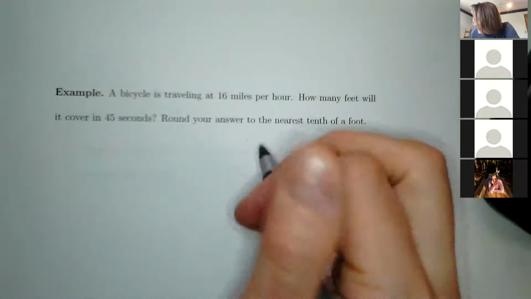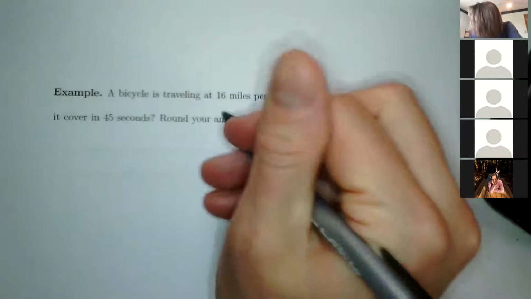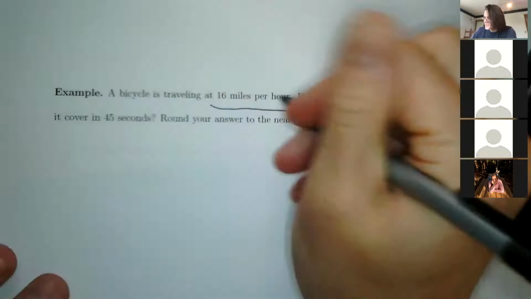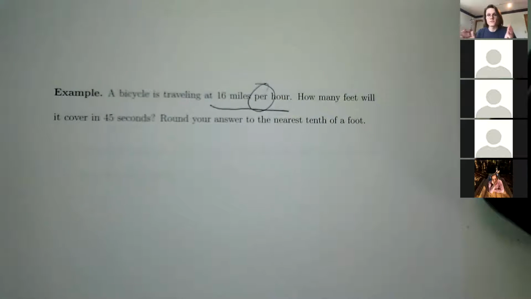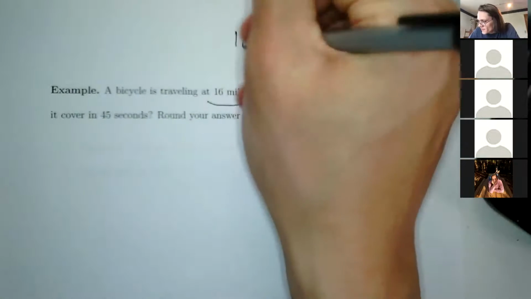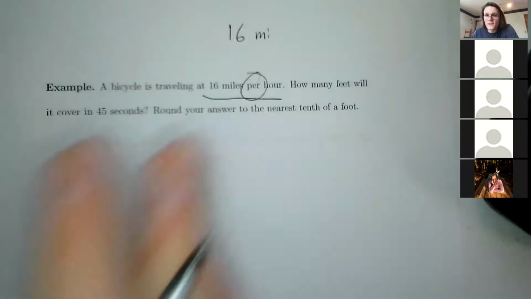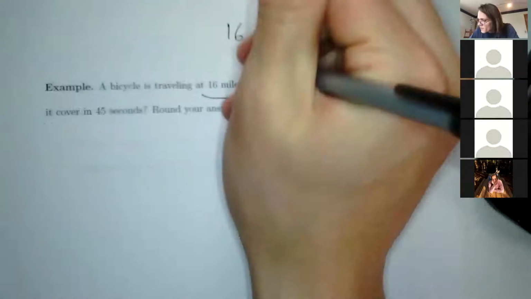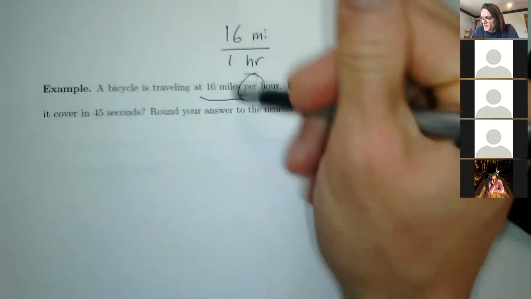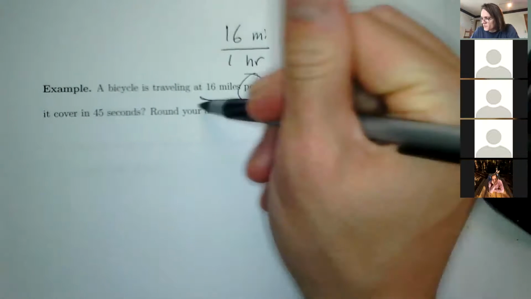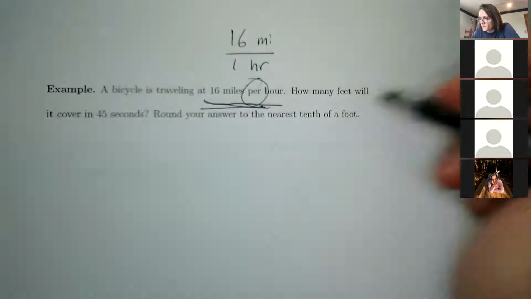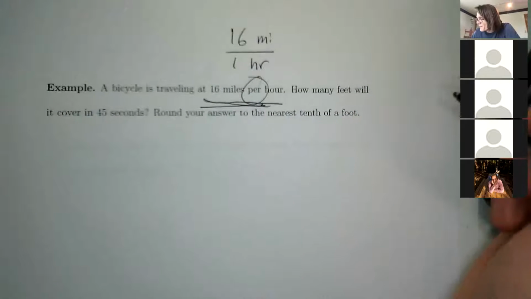So a bicycle is traveling at, again, be careful when you read it, 16 miles per hour. The word per there should jump out at you and say, oh, I have a fraction, I have a rate somewhere. When you read that, you can always rewrite it: 16 miles per, and there's no number there, but it's implied, so it's 1 hour. This is the same thing, just written differently. How many feet will he cover in 45 seconds? And then round to whatever, I don't care.